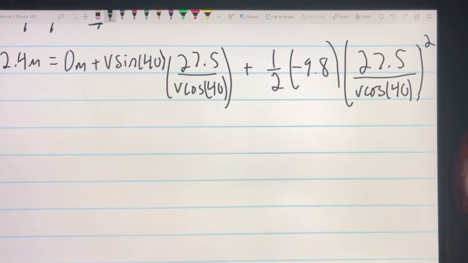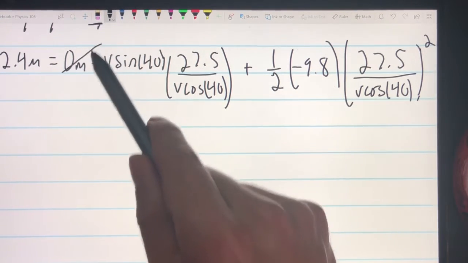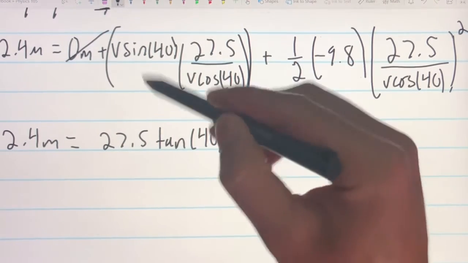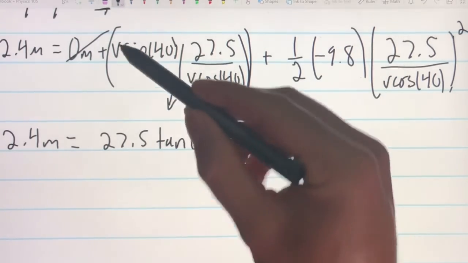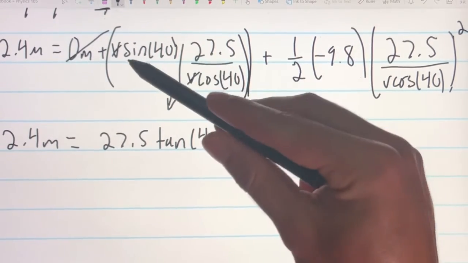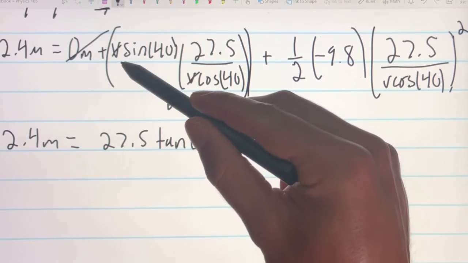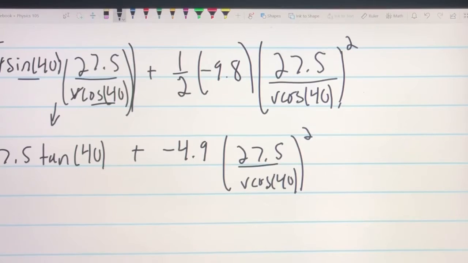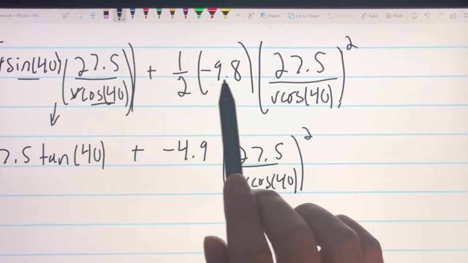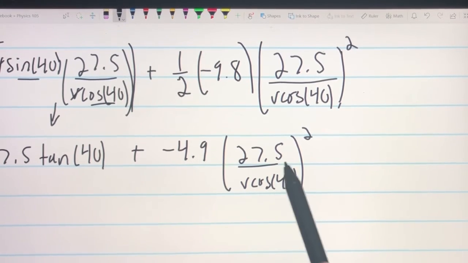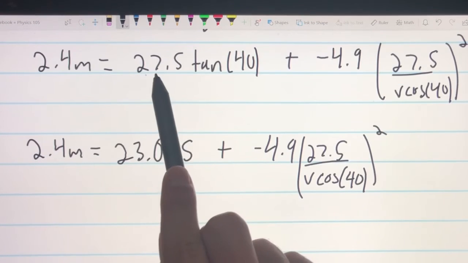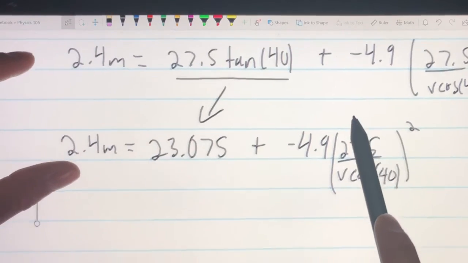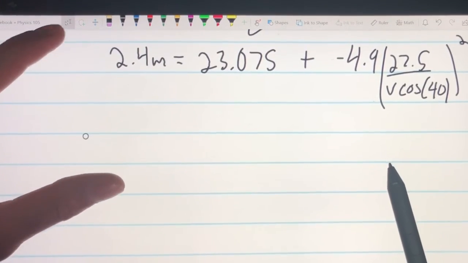We can start by ignoring this 0. Next, I simplified this into this because the v's cancel out, because one's on the top, one's on the bottom. Also, sine over cosine is the same as tangent, and then we're just left with the 27.5. Next, I simply multiplied through to get this negative 4.9, and I left this part alone for now. So I did this math to get this value, and I left this part alone. So this is what we are left with for now.